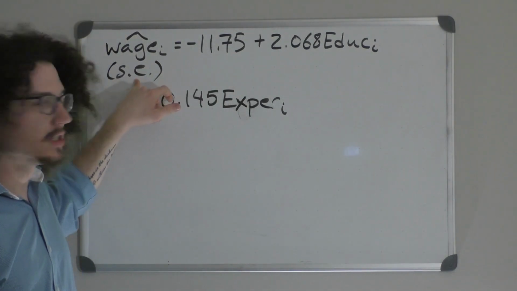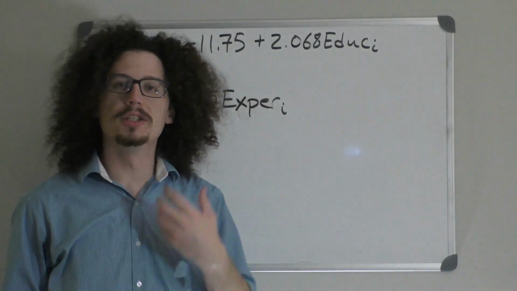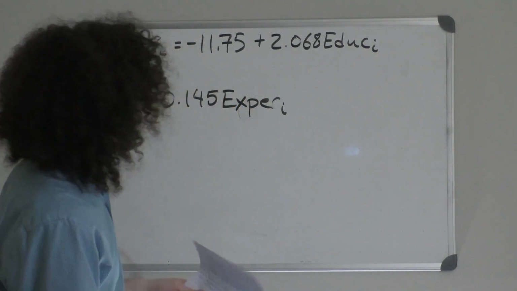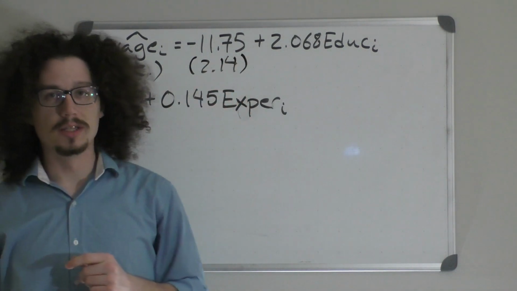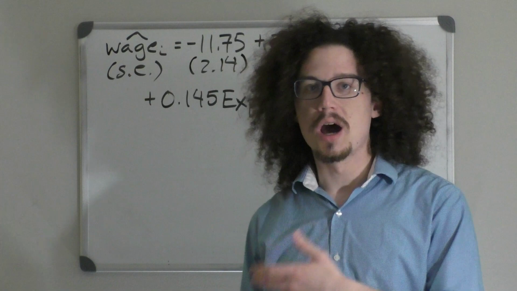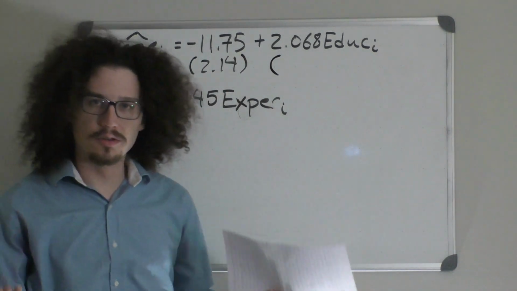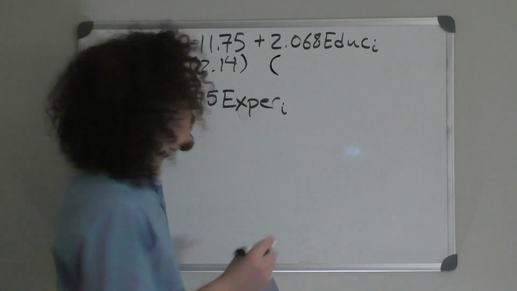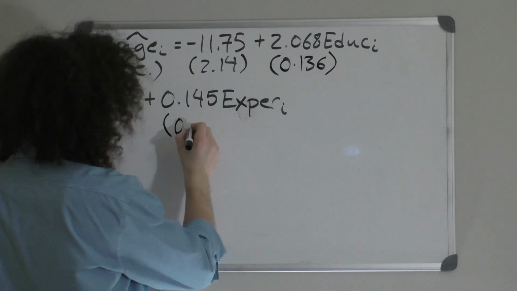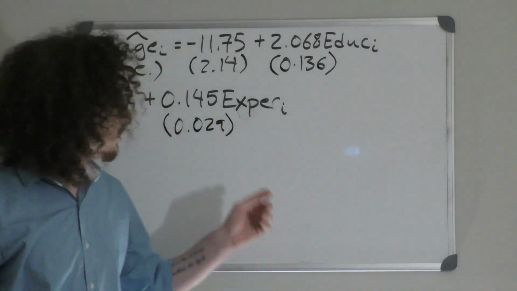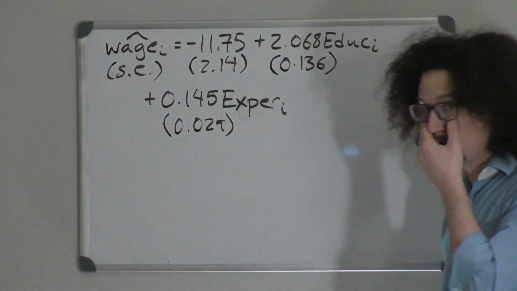They'll put SE in parentheses under the dependent variable, and then in parentheses there will be numbers under our coefficients. Whatever it's under, it corresponds with that coefficient. So for example, if we have 2.14 here under negative 11.75, that's telling us that the standard error for B naught is 2.14. The standard error for B1 is 0.136. And the standard error for B2 is 0.029. So these are our standard errors.